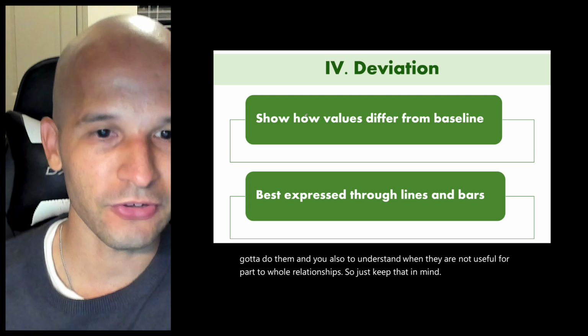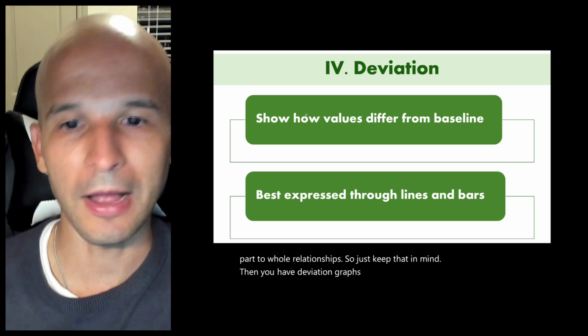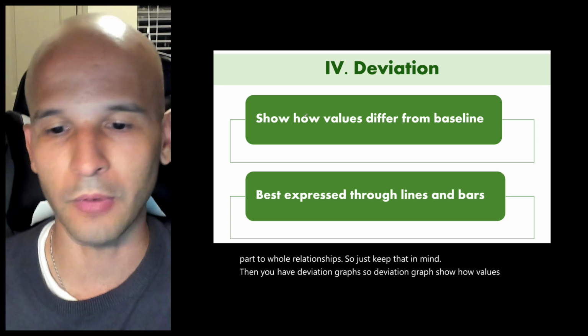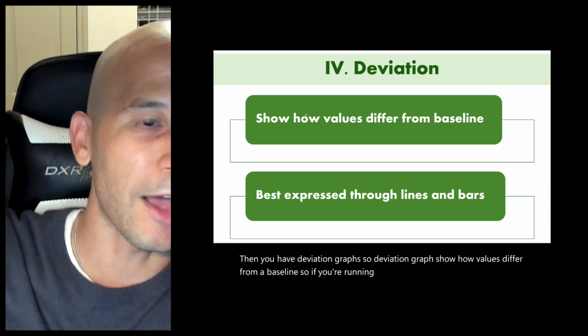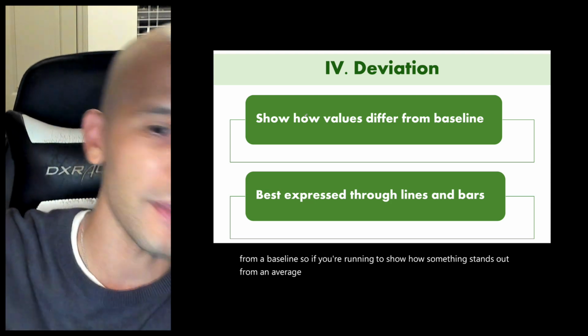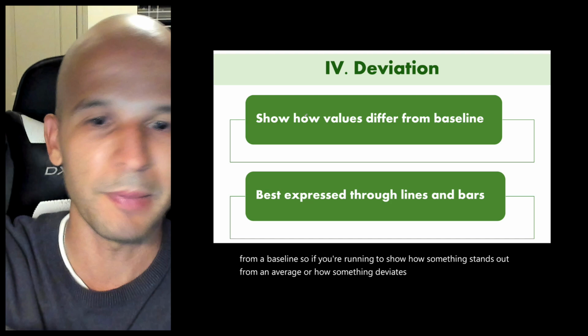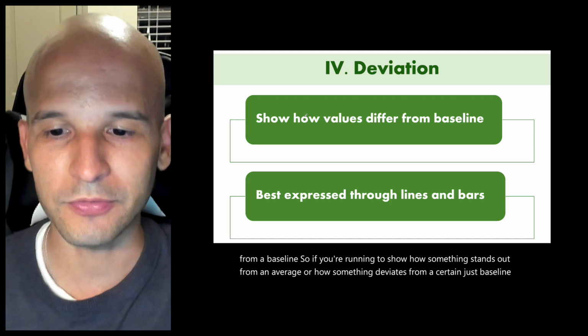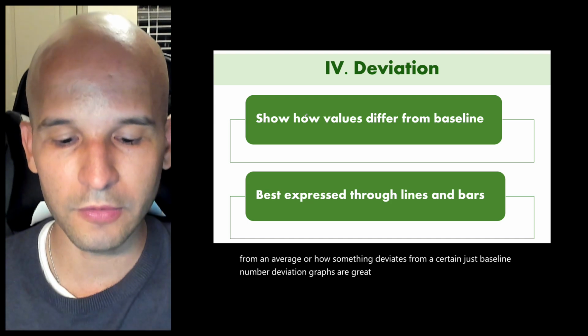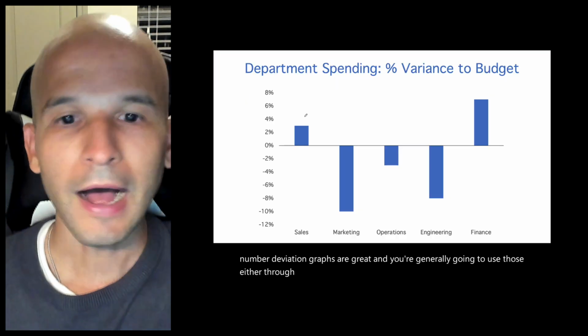Then you have deviation graphs. Deviation graphs show how values differ from a baseline. So if you want to show how something stands out from an average, or how something deviates from just a certain baseline number, deviation graphs are great. And you're generally going to use those either through lines or bars. I like the bar approach.